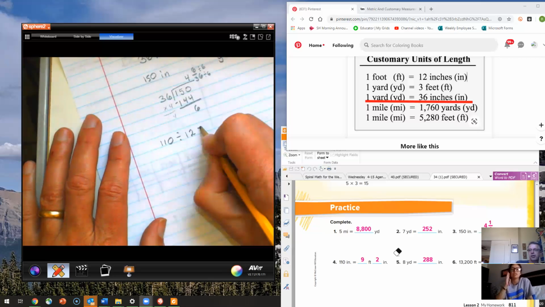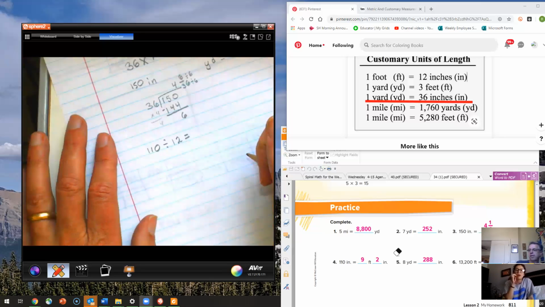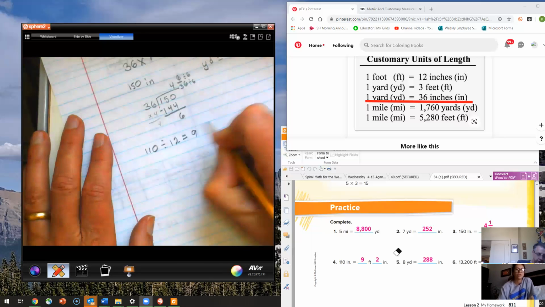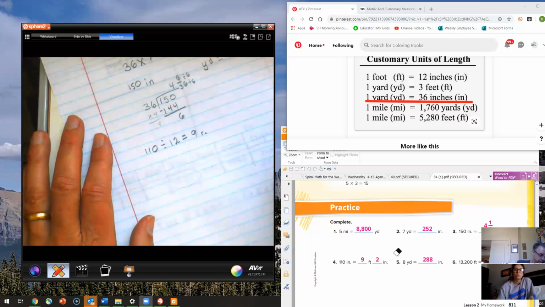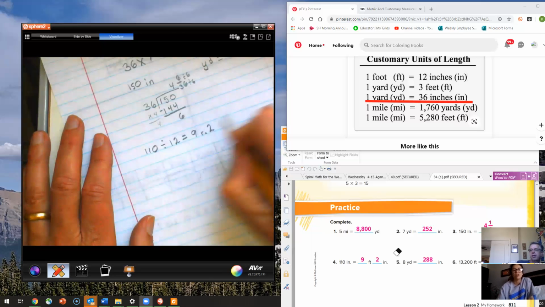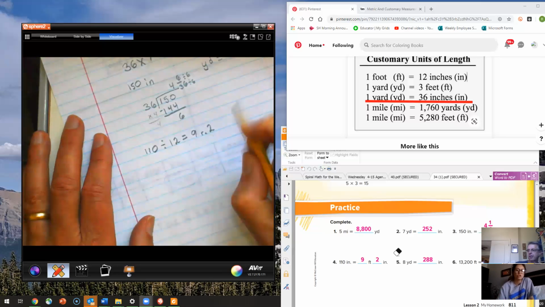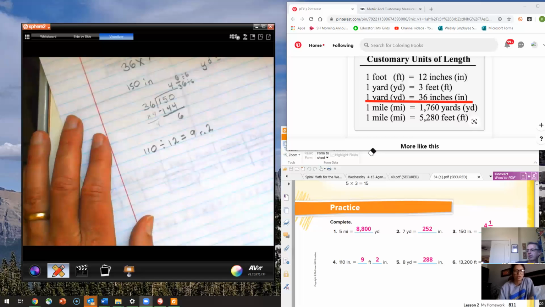So you're going to want to divide your 110 by 12, because there are 12 inches in 1 foot, just like Mr. Yates wrote. That should have given you 9. It should have gone in 9 full times, and then you should have ended up with a remainder of 2. That remainder of 2 goes in the inches slot. So you should have gotten 9 feet, 2 inches.